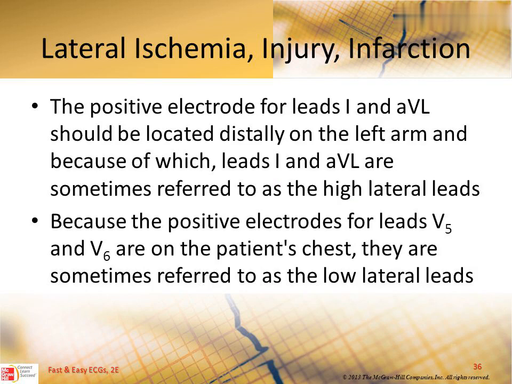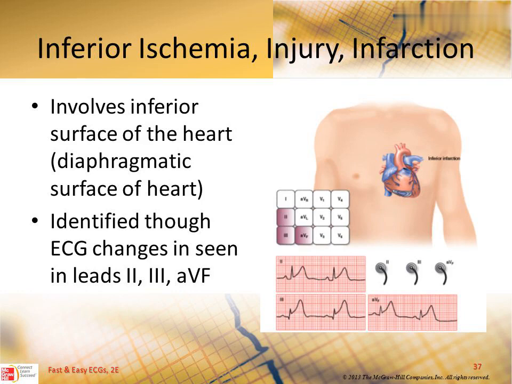Lateral ischemia, injury, infarction. The positive electrode for leads I and aVL should be located distally on the left arm, and because of this, leads I and aVL are sometimes referred to as the high lateral leads. Because the positive electrodes for leads V5 and V6 are on the patient's chest, they are sometimes referred to as the low lateral leads.